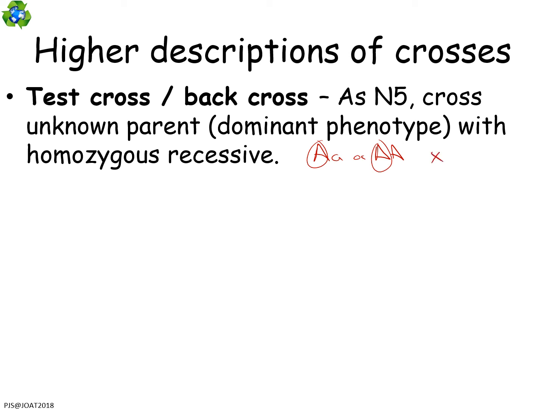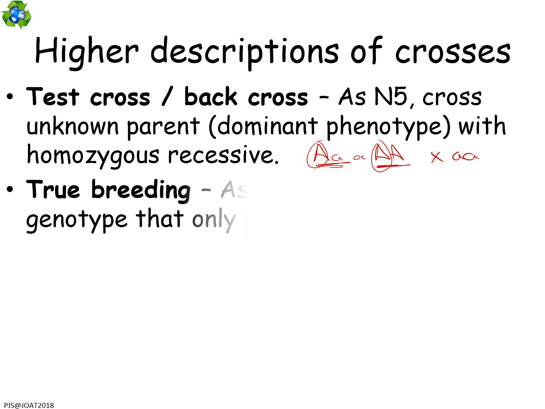So what you do is you cross it with the homozygous recessive, and what you get tells you. Basically, if it's this one, you'll get a 50-50 dominant recessive in the phenotype, and if it's this one, you still get 100% of the dominant, and that tells you what the parent was. Okay, so that's still as Nat5, but obviously Higher question context might be a little bit trickier.